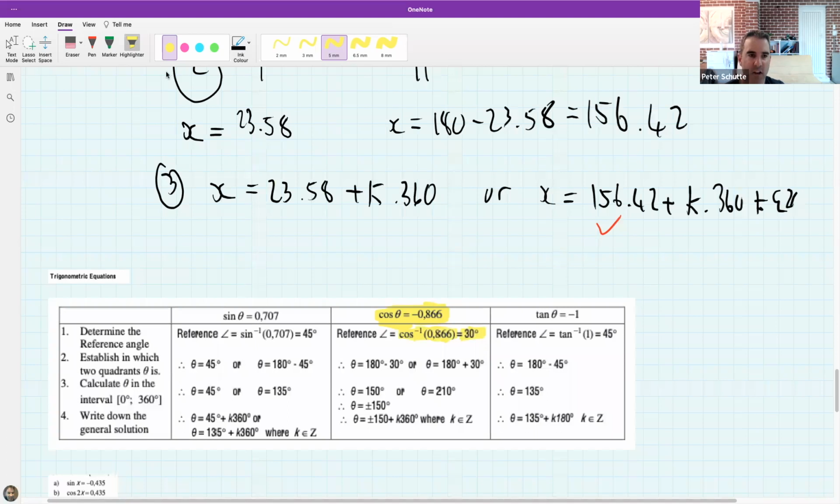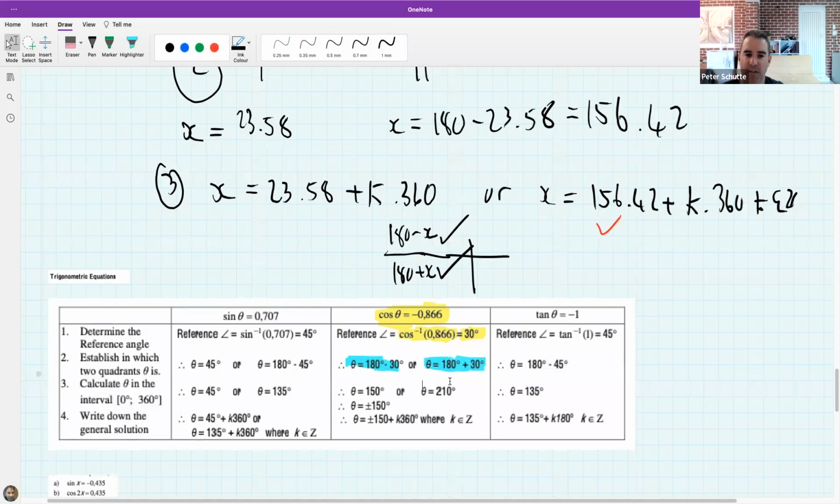I then ask myself, what quadrants is cos negative in? And cos is negative in quadrant 2 and quadrant 3. In quadrant 2, it's going to have this form, 180 minus x. And in this quadrant, it's going to have the form 180 plus x. So that's why the solution has this form over here.